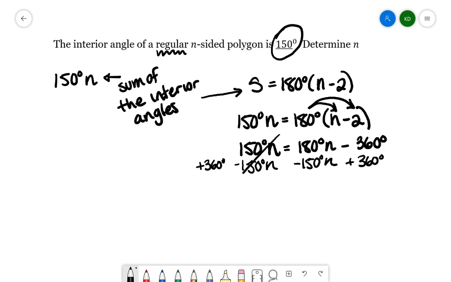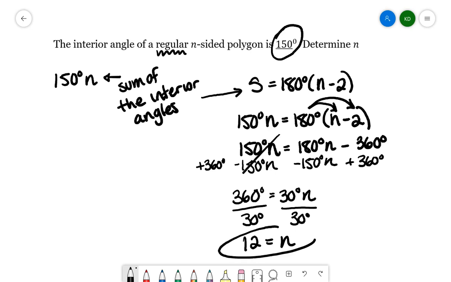On the left side, those are canceling and I'm left with 360 degrees. And on the right side, 180 minus 150 is 30. Last, what I'm going to do is divide both sides by 30 degrees. And what I'm going to get here is 12. So this is a 12-sided regular polygon.